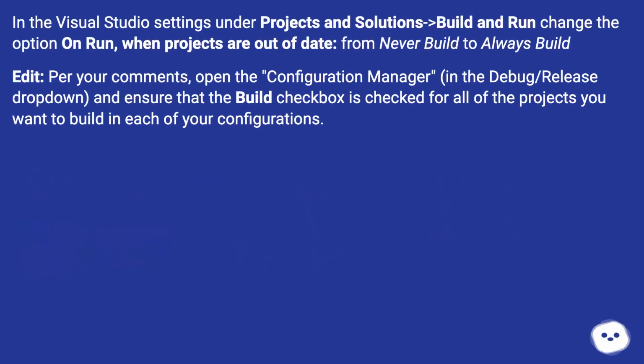In the Visual Studio settings under Projects and Solutions, Build and Run, change the option on Run, when projects are out of date, from Never Build to Always Build. Edit. Per your comments, open the Configuration Manager in the Debug or Release dropdown and ensure that the Build checkbox is checked for all of the projects you want to build in each of your configurations.